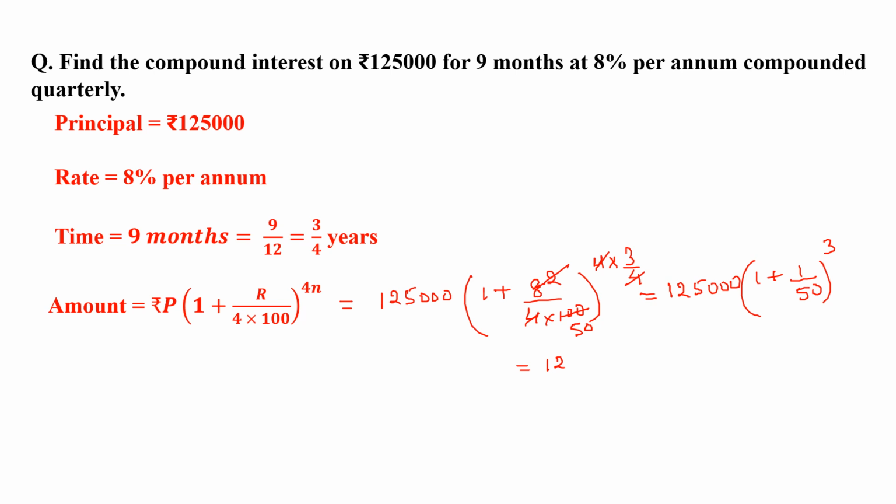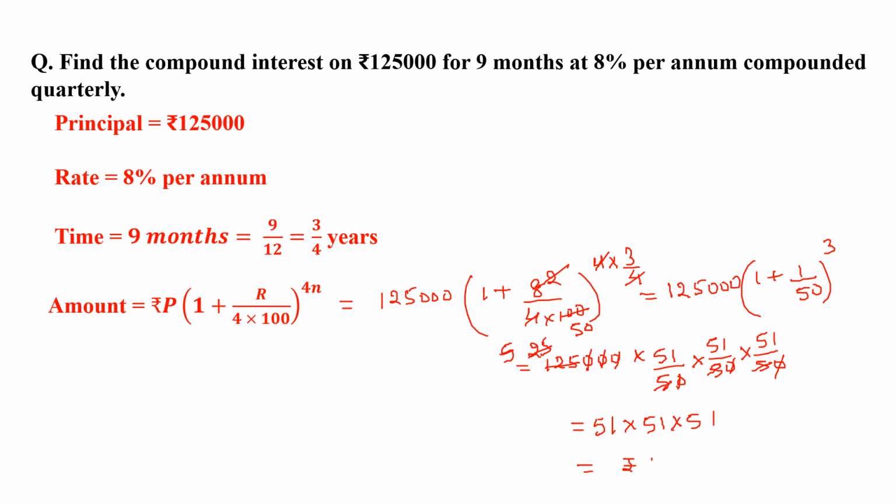Now you have to simplify it. Take the LCM, it will become 51 by 50 whole cube, and I'm going to write it as 51 by 50 into 51 by 50 into 51 by 50. Now you can cancel out the zeros, and then 5 times 25, again 5 times 5, and again 5 times 1. So now it is 51 into 51 into 51. If you multiply it, you get the amount as 1,32,651.